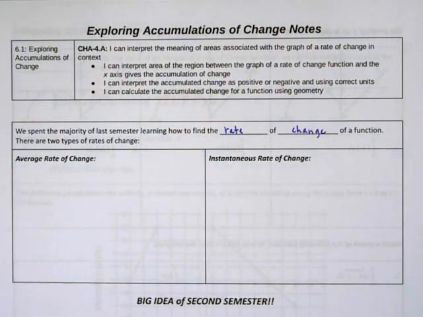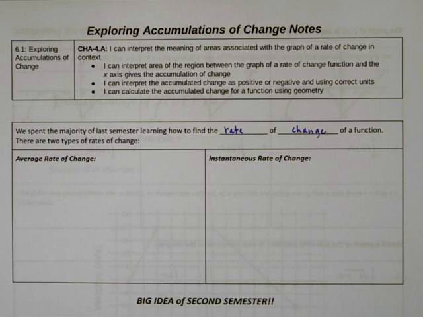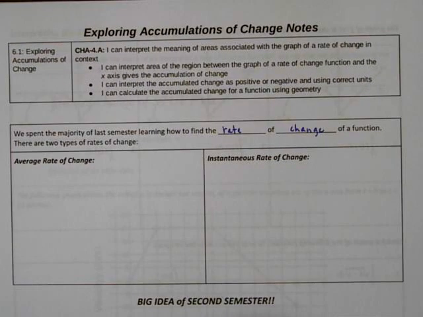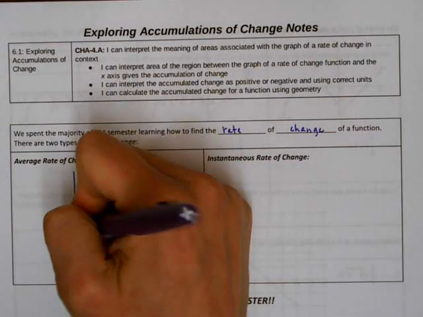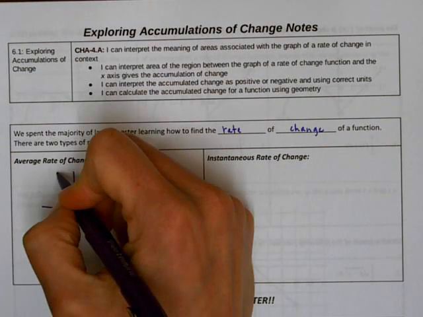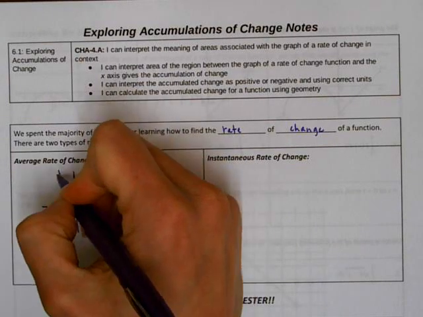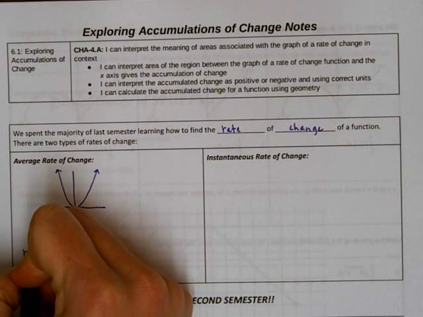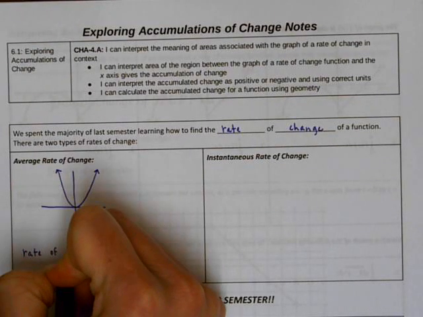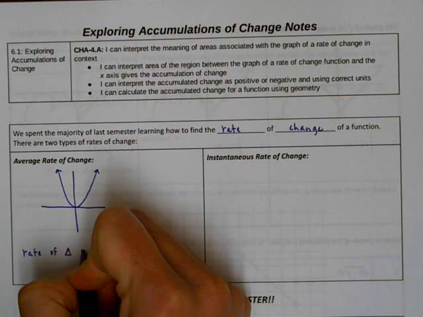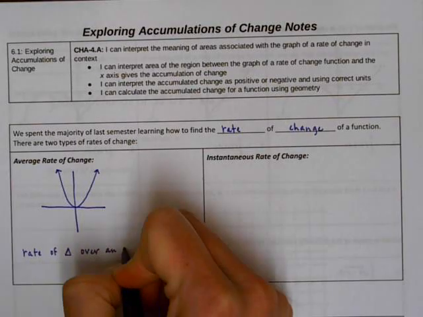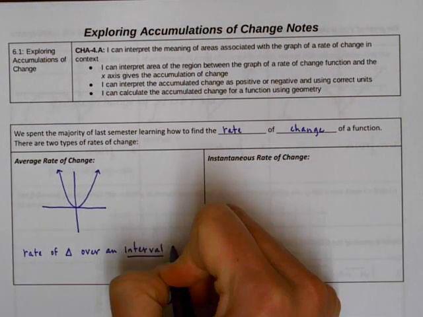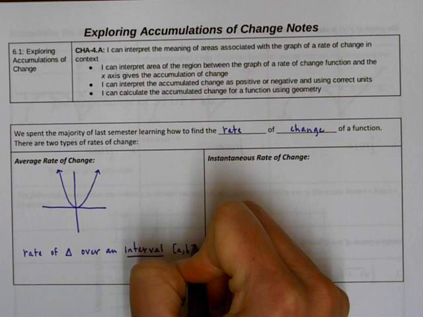And we talked about two types of rate of change. The first was our average rate of change. Let me go ahead and just sketch a picture. I'm going to use my basic y equals x squared graph. The average rate of change is the rate of change, and I'm going to use this delta for change, over an interval. That was the important thing. It was over an interval, and I'm going to call that A to B.